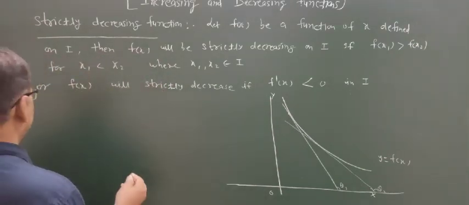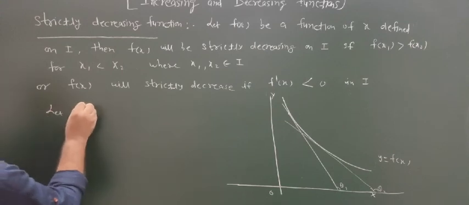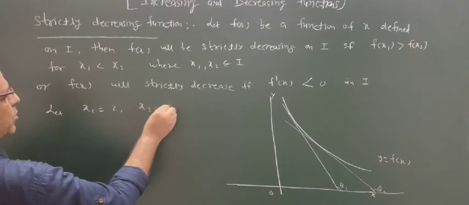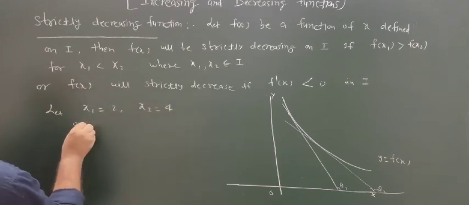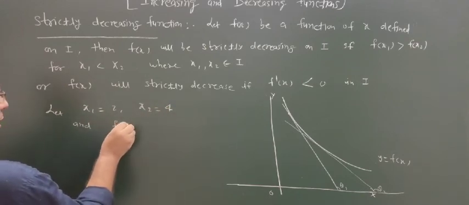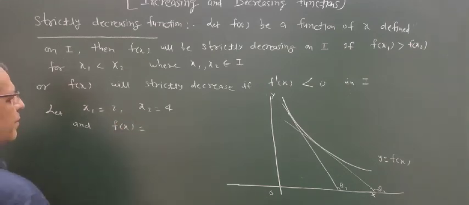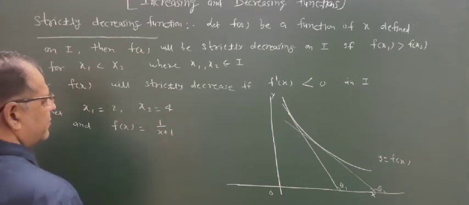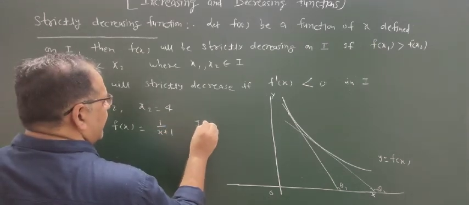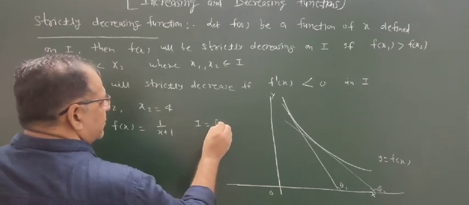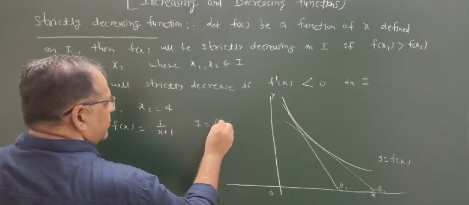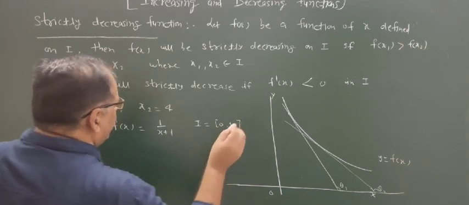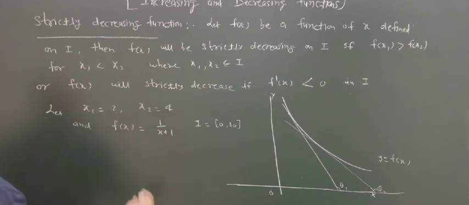Now, numerically, let x1 equal to 2, x2 equal to 4 and f(x) equal to 1 upon x plus 1. The interval is given here, 0 to, suppose, 10. I am given an interval 0 to 10, so these are both parts of it.